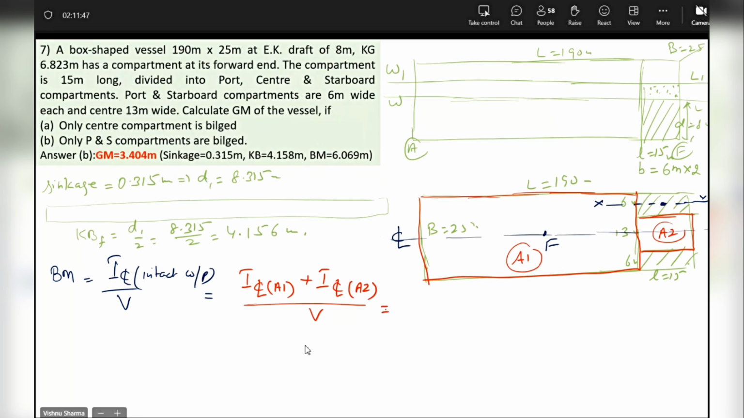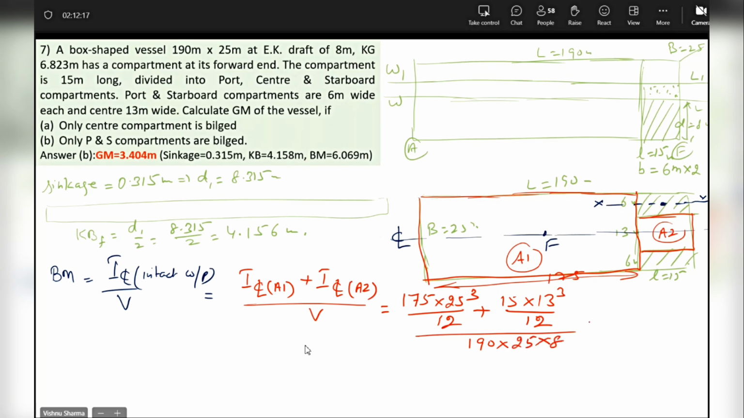This will be equal to, now ICL of A1, length of A1 is 190 minus 15. This length is 175, guys. 175 into 25 cube by 12 plus the length of A2 is 15, breadth is 13 cube upon 12, divided by volume of displacement 190 into 25 into 8, and you will get a BM of 6.069 meters.